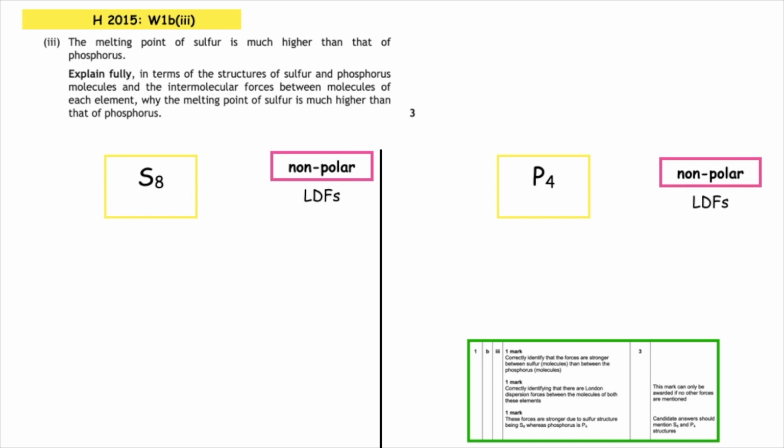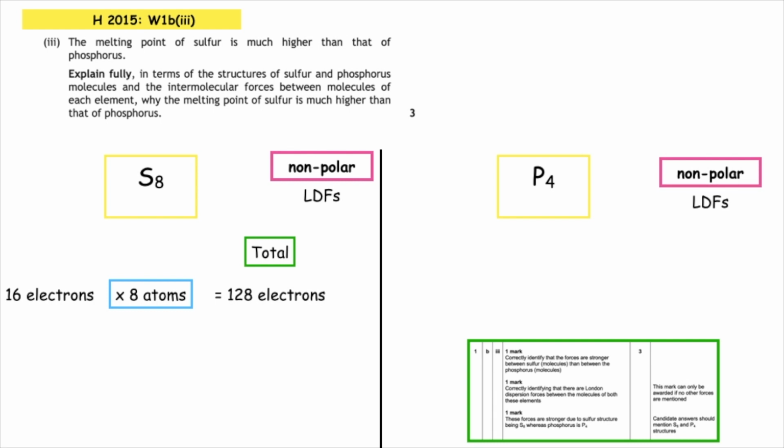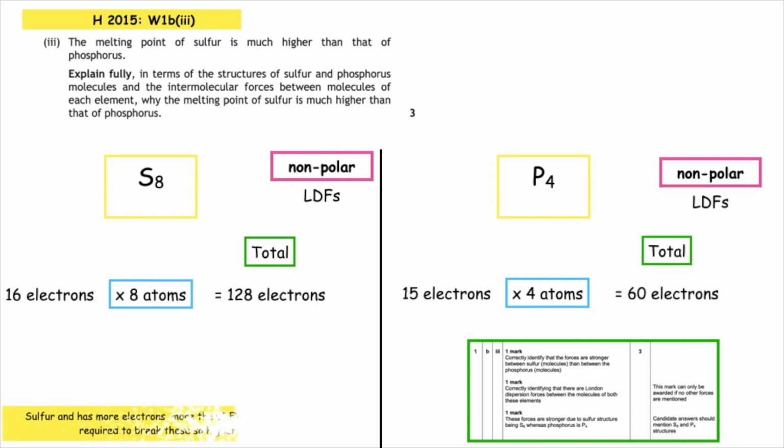We then have to quantify the electrons. So for the sulphur, each sulphur atom has 16 electrons times the 8 atoms, which is found in the molecular formula, which will give us a total of 128 electrons. Phosphorus, each phosphorus atom has 15 electrons times 4 atoms, which gives us a total of 60 electrons. So because sulphur has more electrons, it will have more LDFs, therefore more energy is required to break these, so therefore the higher melting point.